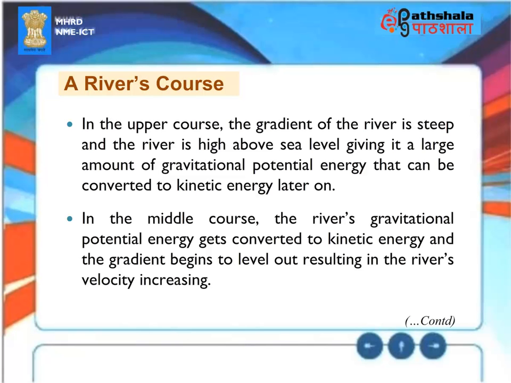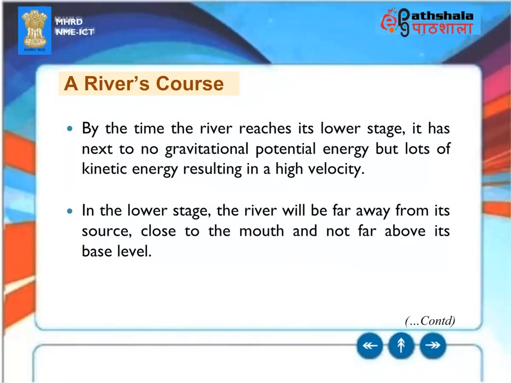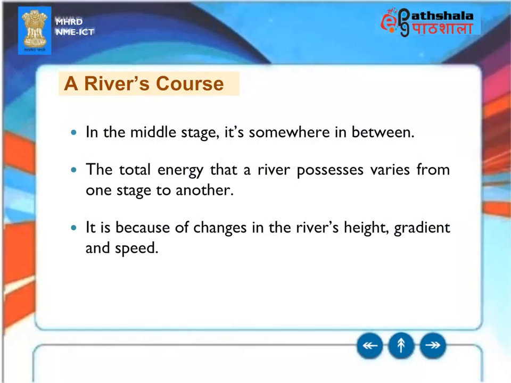In the middle course, the river's gravitational potential energy gets converted to kinetic energy, and the gradient begins to level out, resulting in the river's velocity increasing. By the time the river reaches its lower stage, it has next to no gravitational potential energy, but lots of kinetic energy, resulting in a high velocity. In the lower stage, the river will be far away from its source, close to the mouth, and not far above its base level. In the middle stage, it's somewhere in between.